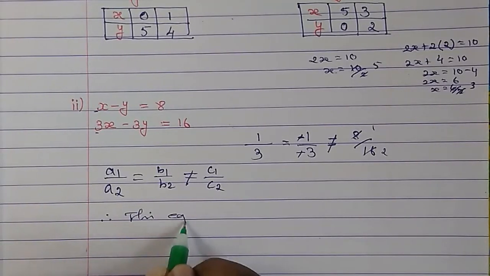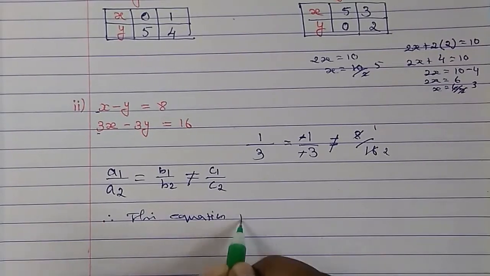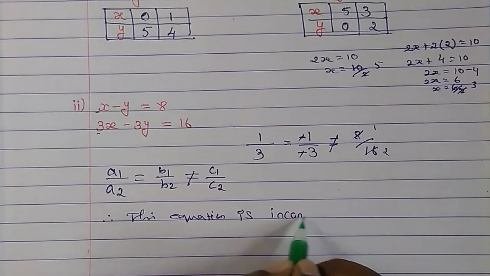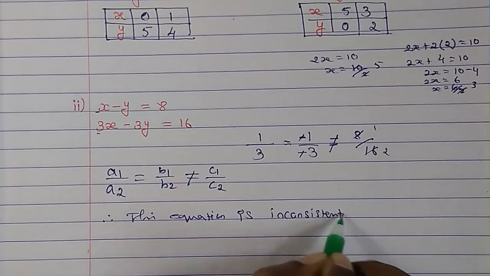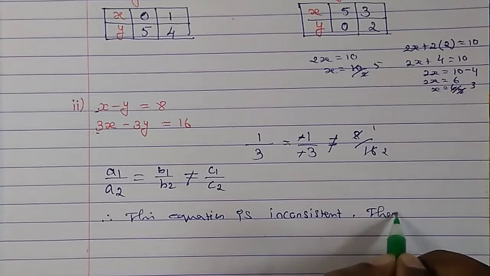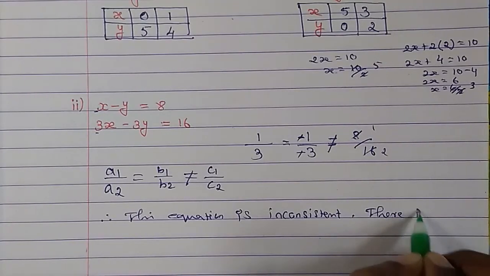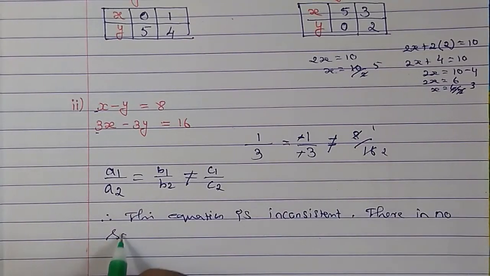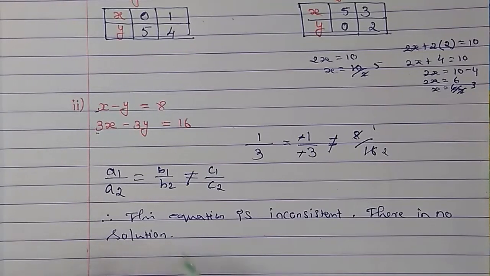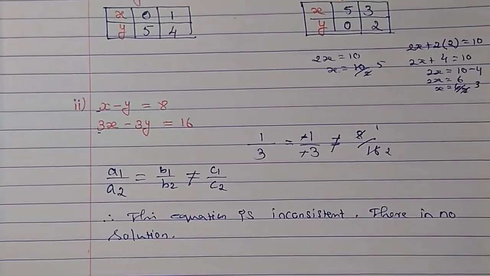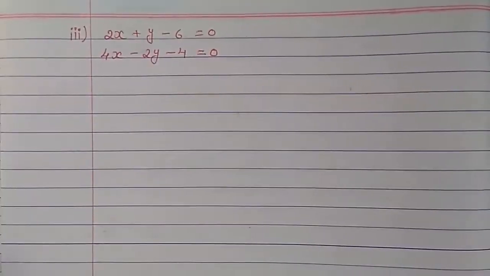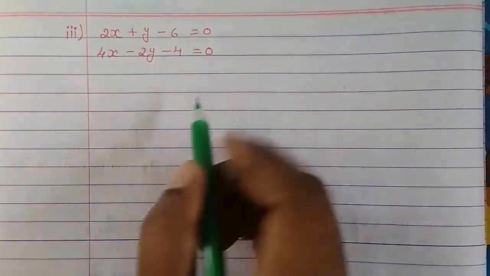Therefore, this equation is inconsistent. There is no solution. So if no solution, no graph. So let's do the third one. Third one also same way we have to do.